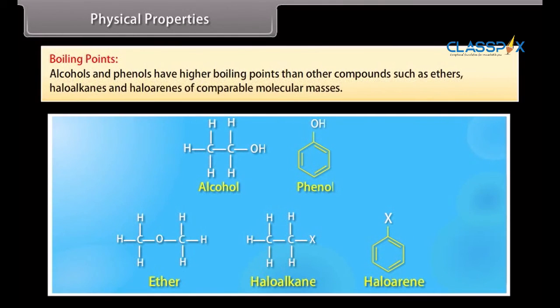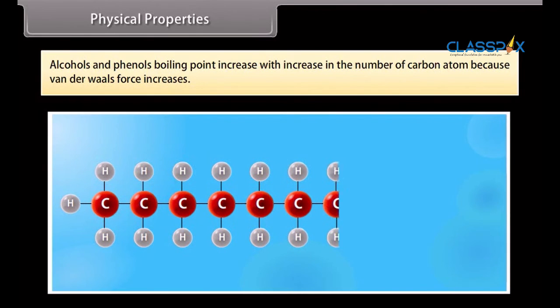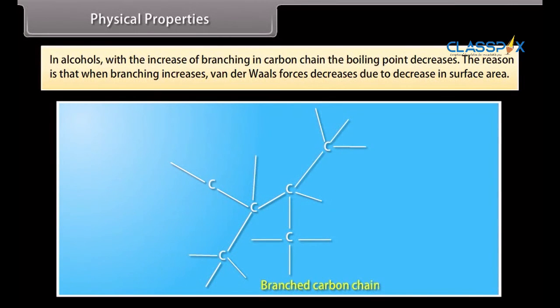Physical properties. Boiling points. Alcohols and phenols have higher boiling points than other compounds such as ethers, haloalkanes and haloarenes of comparable molecular masses. The boiling points of alcohols and phenols increase with increase in the number of carbon atoms because van der Waals force increases. In alcohols, with the increase of branching in the carbon chain, the boiling point decreases, because when branching increases, van der Waals force decreases due to decrease in surface area.